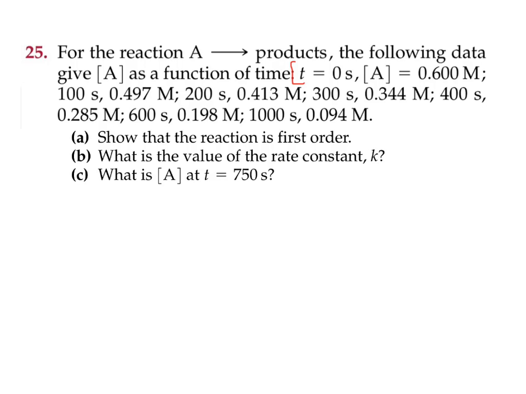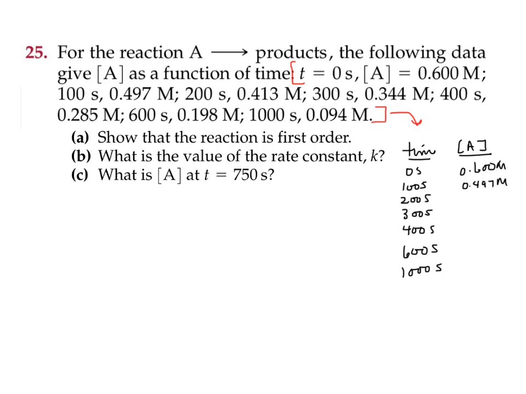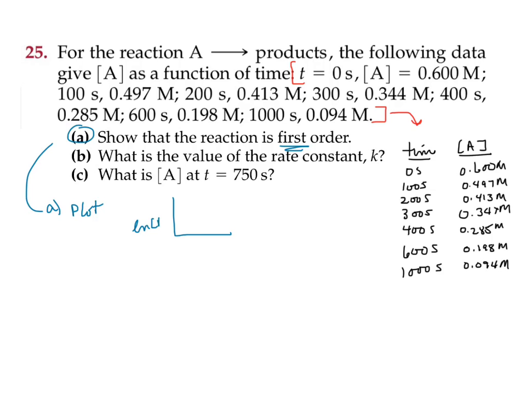All right, so this one, I went ahead and made the columns for you, ready to graph. Basically they have some time-concentration data. And the first thing is show that it's first order. So guess what? You're just going to have to do one plot. First order check is what? The natural log of the molar concentration versus time, and look for that straight line. Now you're going to need to plot it because then you're going to use that slope this time to get to K. So B is what's the value of K.